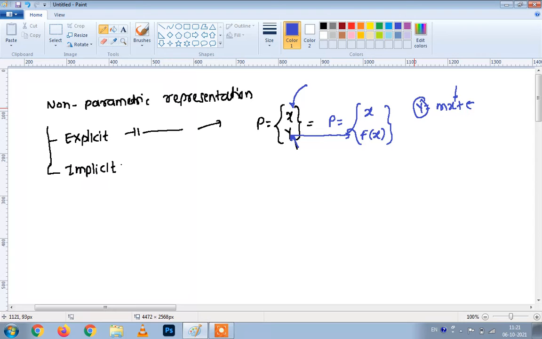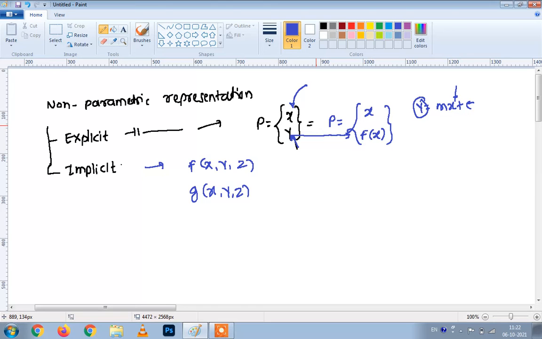Whereas in case of implicit, at every point they are independent. Here x, y, z, function of x, y, z will be independent, as well as function of any parameter, they will be independent. So this is about the non-parametric representation. 2 types: explicit non-parametric representation as well as implicit non-parametric representation.